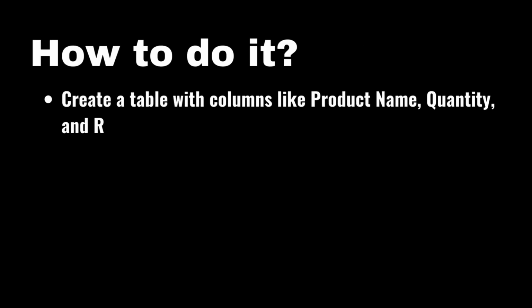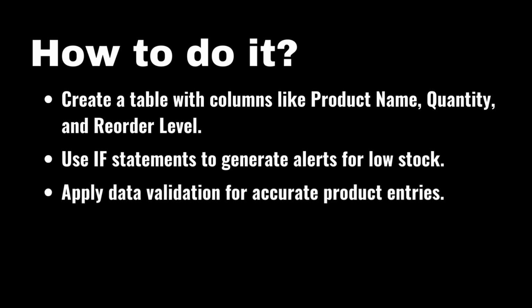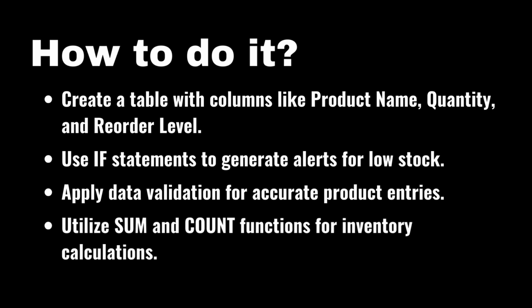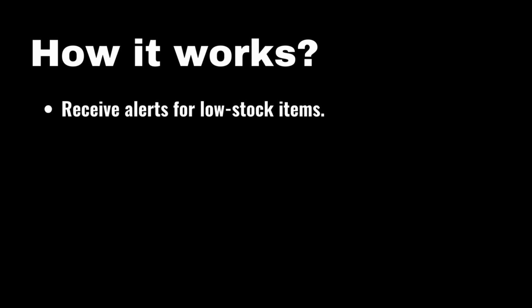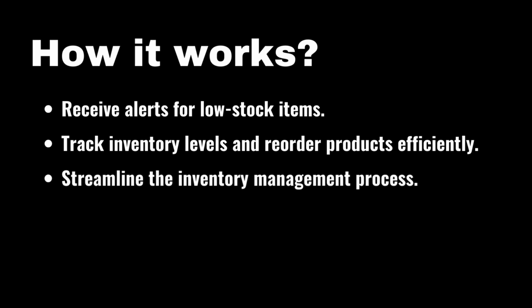How to do it? Create a table with columns like product name, quantity, and reorder level. Use if statements to generate alerts for low stock. Apply data validation for accurate product entries. Utilize sum and count functions for inventory calculations. How it works? Receive alerts for low stock items. Track inventory levels and reorder products efficiently. Streamline the inventory management process.